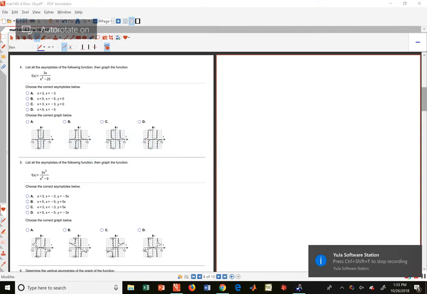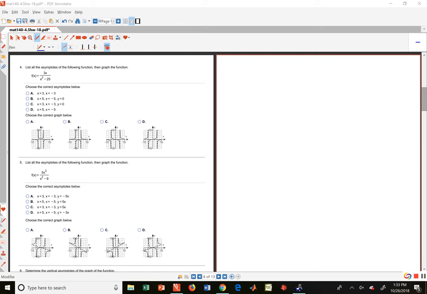Hey, welcome back. We're just going to keep working on section 4.5, and we're currently talking about asymptotes. And in a minute here, we're going to see an oblique asymptote, but not on number 4. Number 4 still actually has a horizontal asymptote, y equals 0.